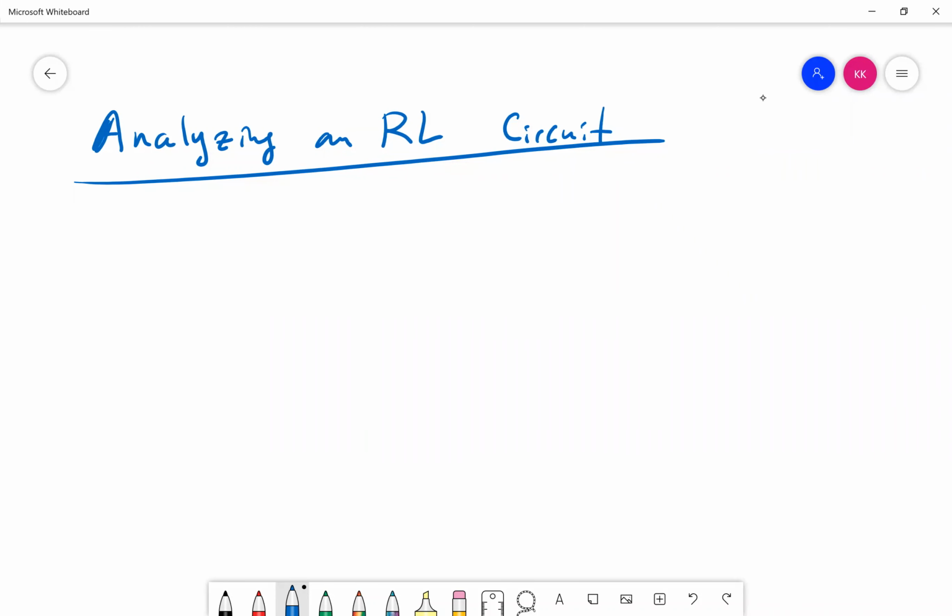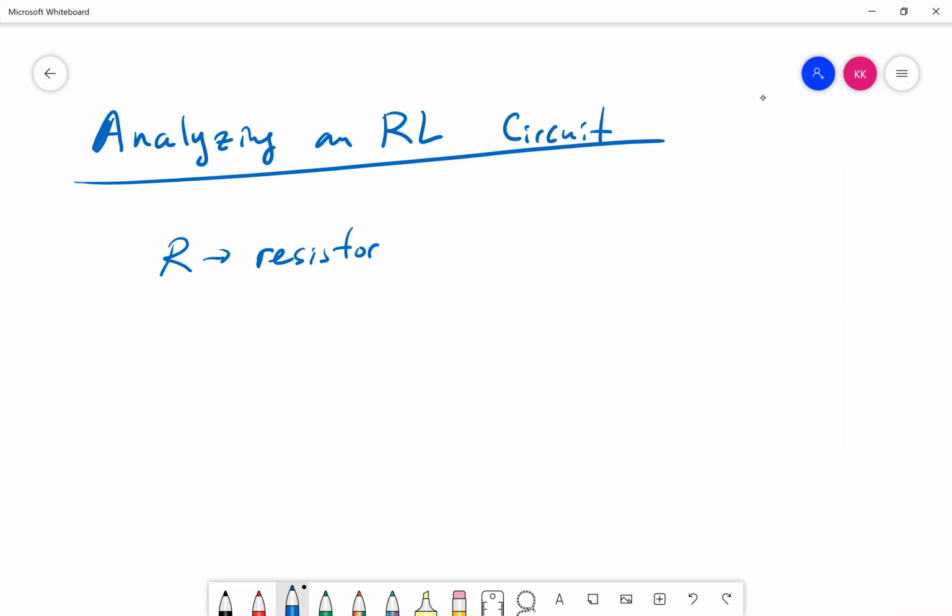All right, guys. So welcome to our last lab of the semester. This is on analyzing RL circuits. In terms of what we have for the RL circuit, R is something that you are already familiar with. This is the resistor.